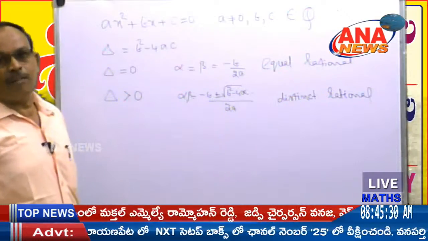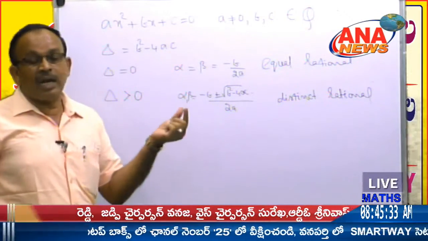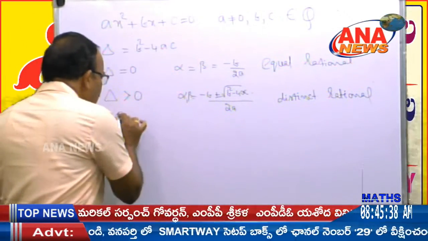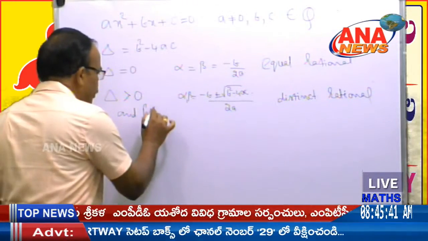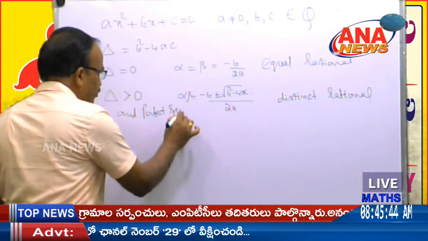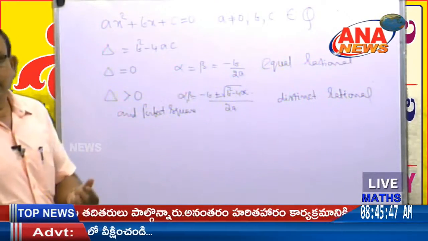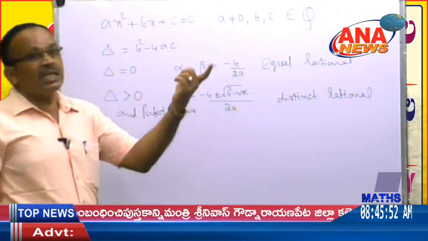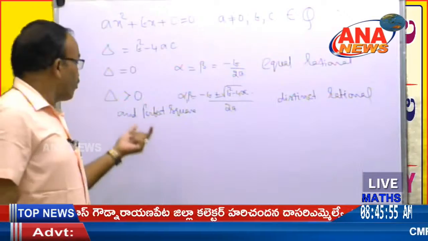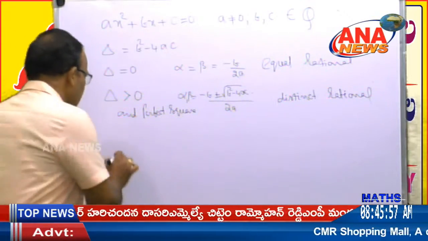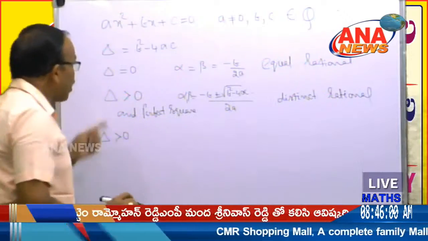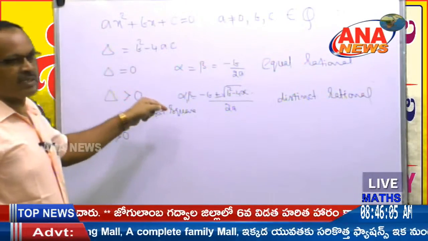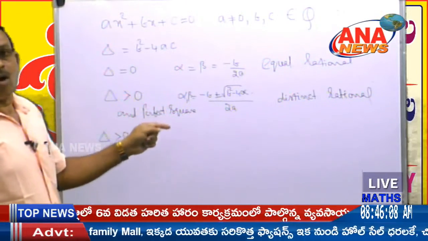If delta is greater than 0 and a perfect square, then alpha, beta are distinct rational numbers. Okay sir, if not a perfect square, what happened? Here 4 cases are there: delta is equal to 0, delta greater than 0 and perfect square, delta greater than 0 and non-perfect square.